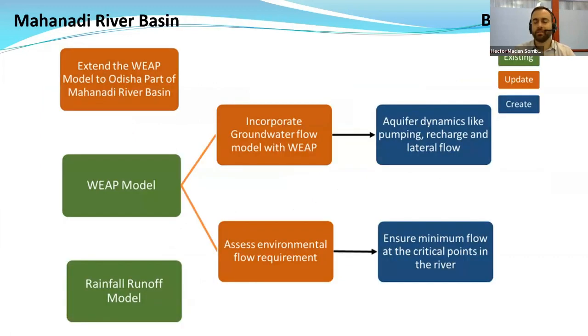Then the Mahanadi River Basin, where currently there is a WEB model that will be extended to include the Odisha part of the Mahanadi River Basin, and something similar, because it's repeated from the last one, we incorporate groundwater flow models in this WEB model, and also they will assess the environmental flow requirements using the outcomes from these WEB models. And new models will also be created, and new methodologies to assess the aquifer dynamics, like pumping, recharge, and lateral flows, and include them in the surface model to find out the interactions between surface and groundwaters. And also we will ensure that the minimum flow at the critical points of the river is respected.